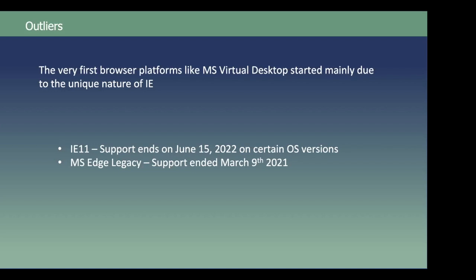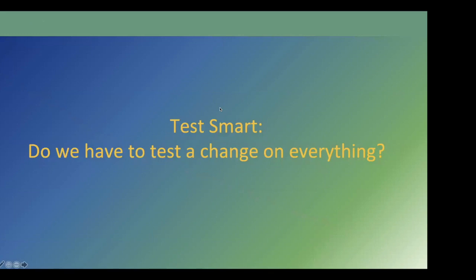So it's to make things a bit easier for us. Now we talked about the problem of scaling and the cost of the current SaaS platform. How can we scale in a cheaper way, not just browsers, but devices and emulators and simulators? At the same time, how can you test smart? Do you have to test a change on everything, right?